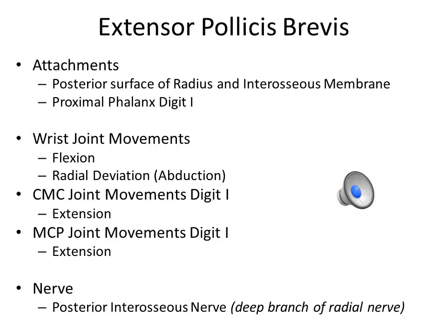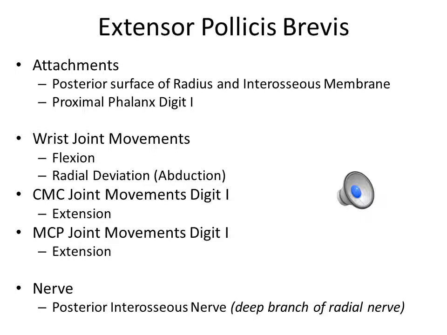Extensor pollicis brevis. Extensor pollicis brevis's proximal attachment is the posterior surface of the radius and the interosseous membrane. Its distal attachment is the proximal phalanx of digit 1. This muscle belly lies deep to extensor digitorum and extensor digiti minimi. It also lies medial to the abductor pollicis longus muscle belly. Its tendon courses distally through compartment 1 with abductor pollicis longus.